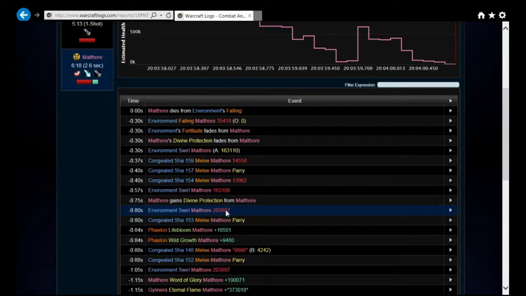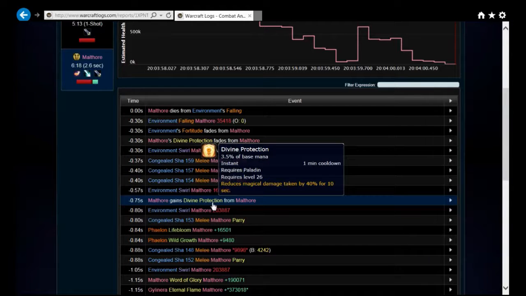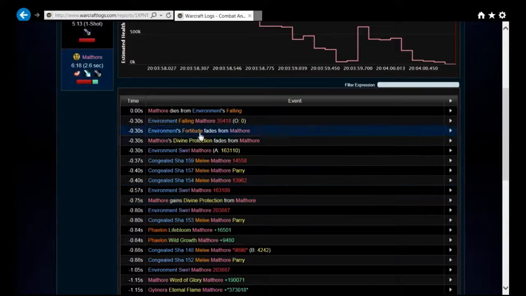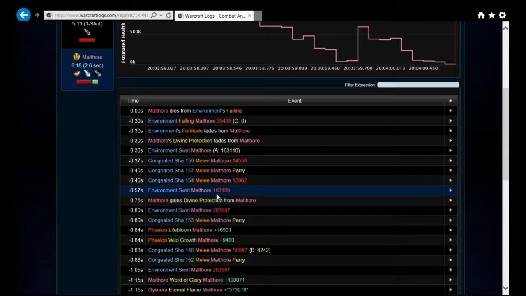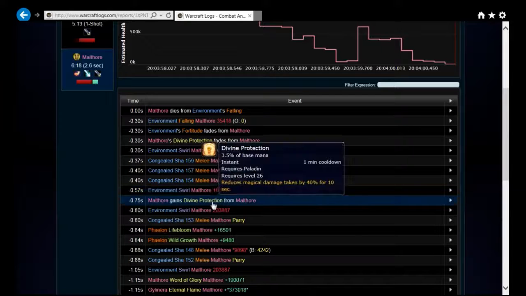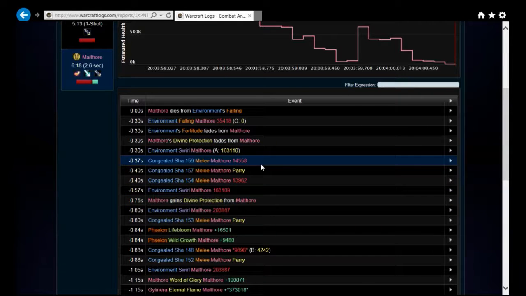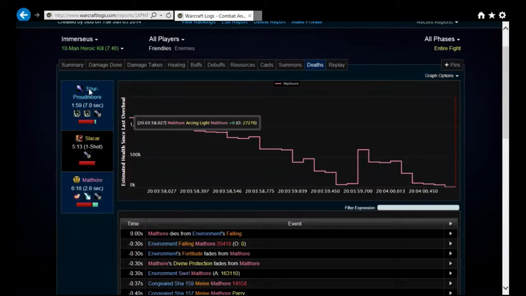Sometimes the Swirl can kind of global you, but what are you doing about it? And I can look here that Malthor popped his Divine Protection once he knew he was in trouble. Reduces magical damage taken by 40%. I mean, that is what you expect of a raider. So even though Malthor died here, I don't have any feedback for him. He did what he could do. RNG got him. He popped cooldowns when he could. There's no feedback needed there.